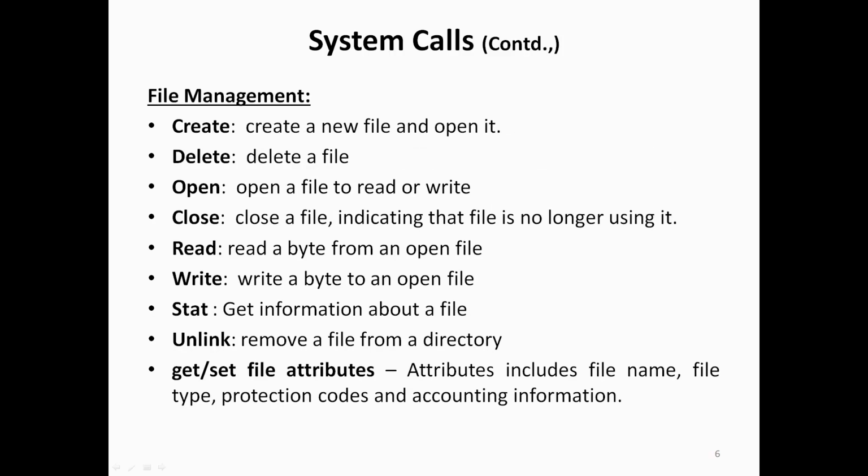And coming to the file management system calls, everything we save after completion of a task, we store in the form of files or subdirectories. So we need to manage those files. For that purpose we have system calls for creating a file, deleting, opening, closing, reading and writing a file, getting the status information about a file, linking a file to a directory or removing it, and setting and getting the attributes of a file. For all these purposes we need the file management system calls.